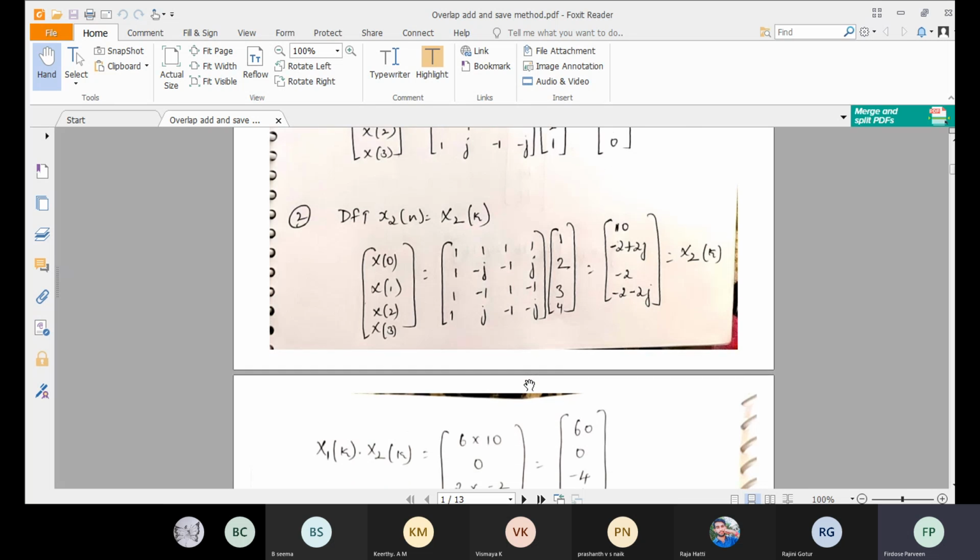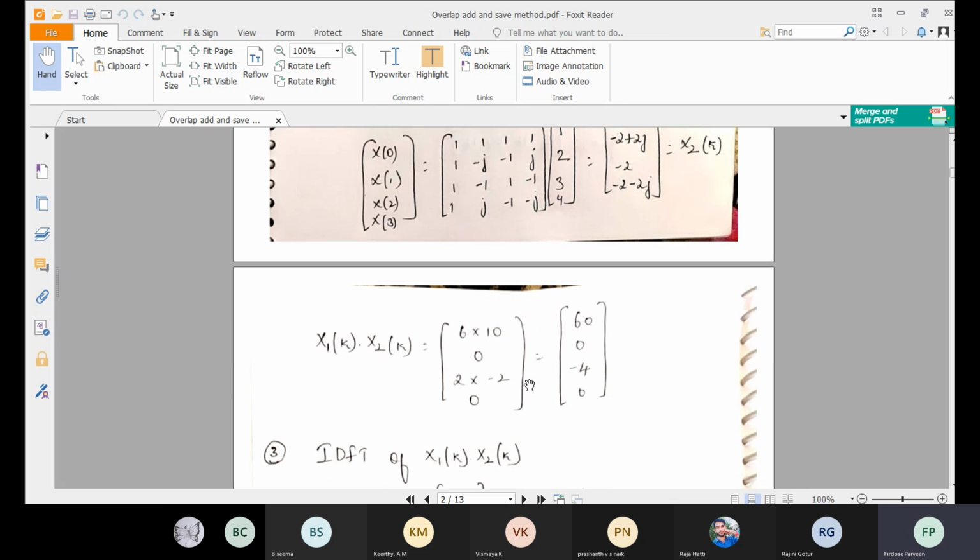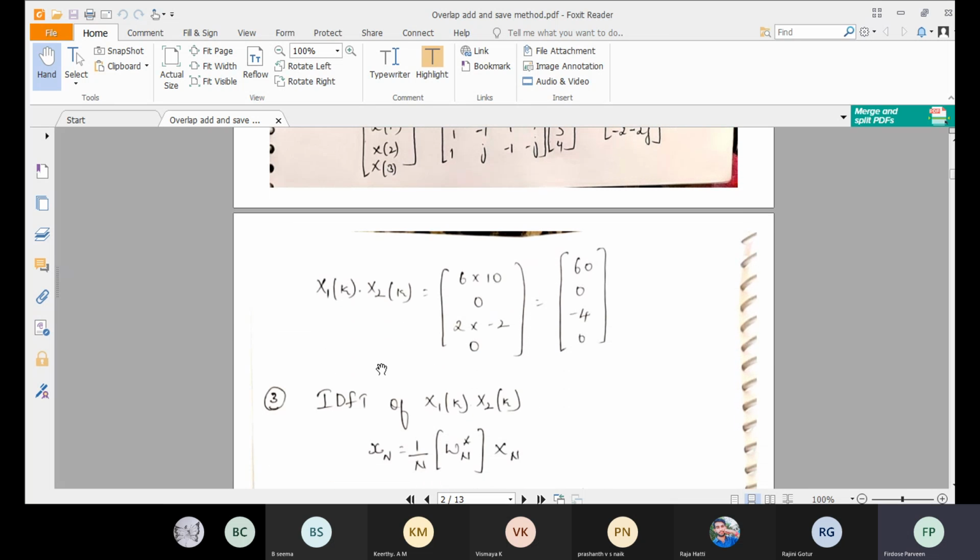Okay. So now you will be multiplying x1 of k into x2 of k. That is nothing but you will be getting this one. Okay. So you have done the DFT. Now what you have to do? You have to do the IDFT. So the IDFT of x1 of k into x2 of k.